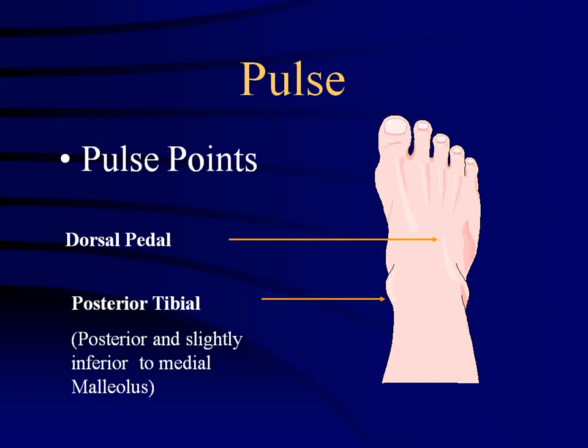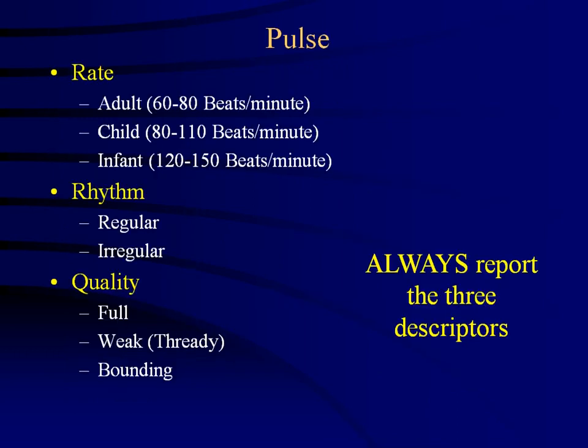If you can't feel this, then do what? The capillary refill. Okay? All right, for pulses, we talked about those briefly. Normal pulse ranges for the adult at rest is between 60 and 80. 60 to 100 is still considered normal. 80 to about 110 for children. And infants 120 to 150 beats per minute.